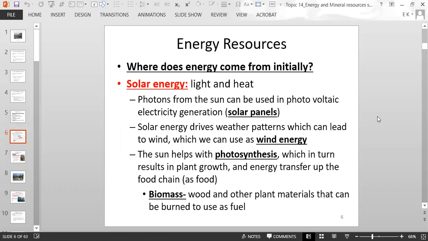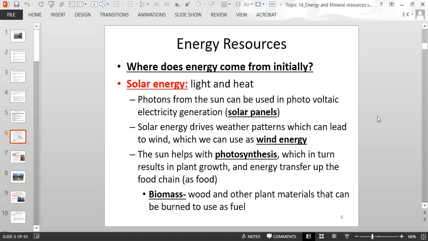So we start with solar energy. The sun provides light and heat, and photons from the sun can be used in photovoltaic electricity generation, and that's with solar panels. And solar energy drives the weather patterns on Earth, which then can lead to wind, and then we're able to use wind energy. So wind energy is driven by solar energy.